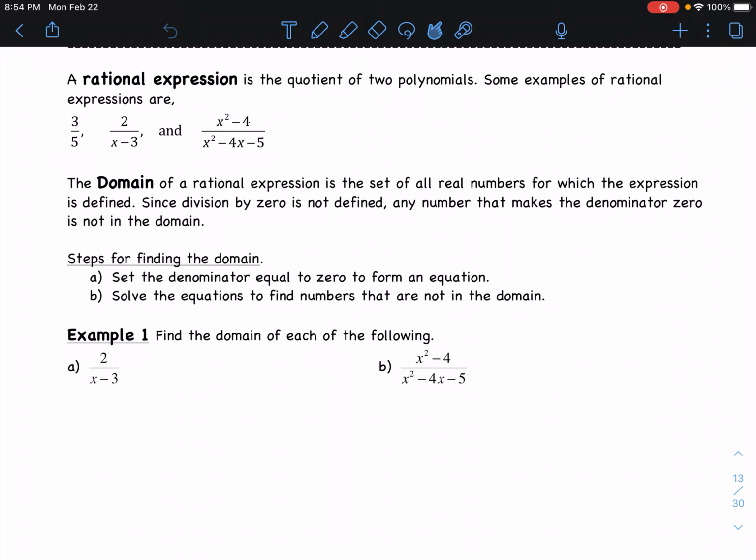So here's what we're going to do. Again, my goal is to find the domain of each of the following. So here are the steps for finding the domain. We're going to set the denominator equal to 0 to form an equation, and then we're going to solve the equation to find numbers that are not in the domain. I will repeat that. We are finding the numbers for x that are not in the domain.